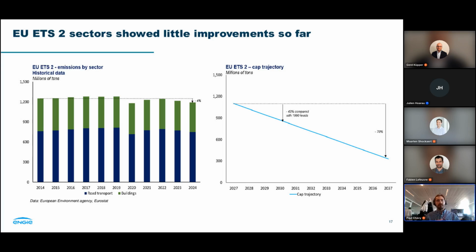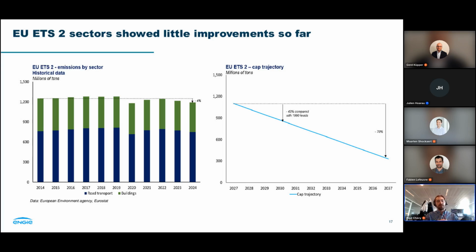So now let's dive into the outlook and the uncertainties of the EU ETS2. First of all, it's important, I think, to step back and look at the historical data on the sectors covered by the EU ETS2 and the cap trajectory set by the EU. On the left chart here, we have the emissions from the road transport and building sectors over the past decade. And on the right chart, we see how the cap must evolve once the EU ETS2 is implemented.